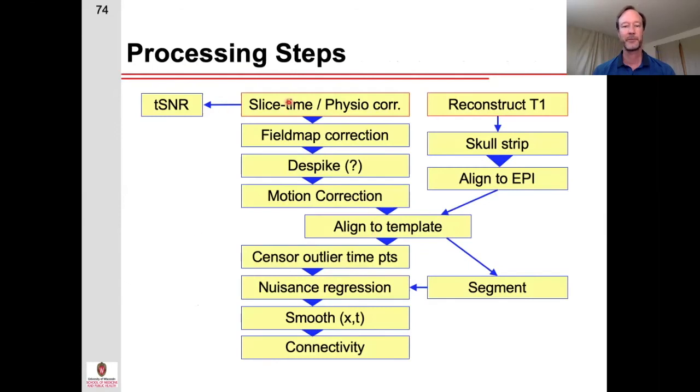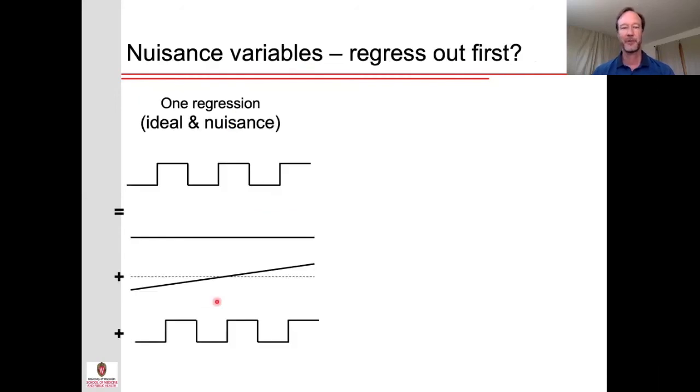So here are the different pre-processing steps again, and I wanted to draw your attention to one of these, the nuisance regression step. In the lecture on fMRI data analysis, I had said that ideally what we want to do is include our nuisance parameters together with our ideal regressor, the regressor of interest, in a single model and fit that to the response shown here.